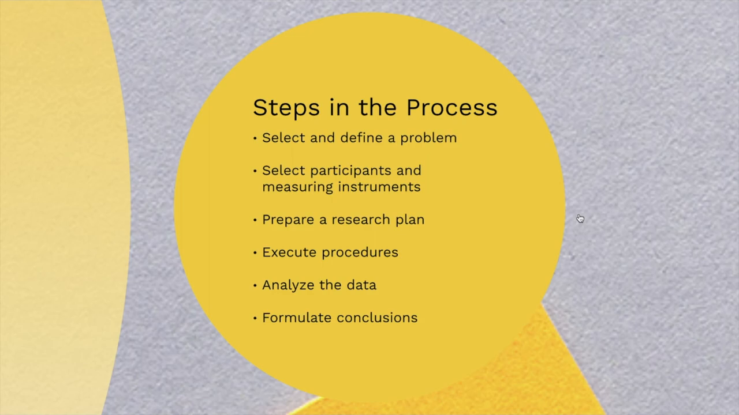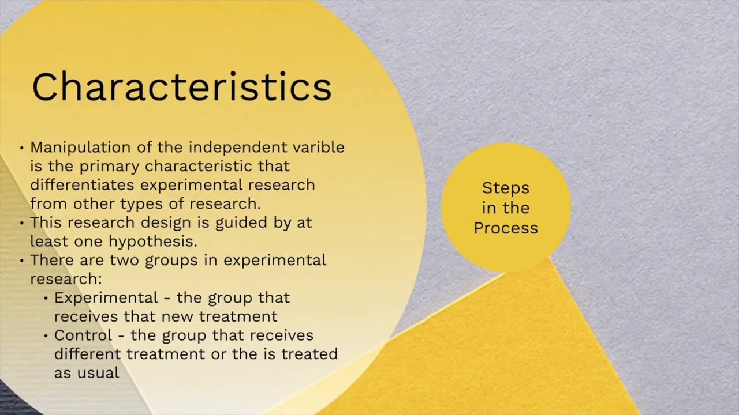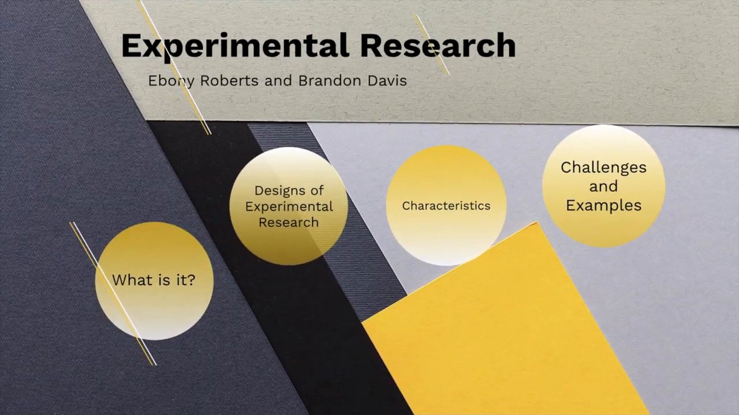Again, steps in this process would be to select and define a problem. You're going to select your groups and your way that you're going to measure your results. You're going to prepare your research plan, and then you're going to execute or go through with this research plan. You're going to then look over your data and conclude yourself if they've made your hypothesis true or false.